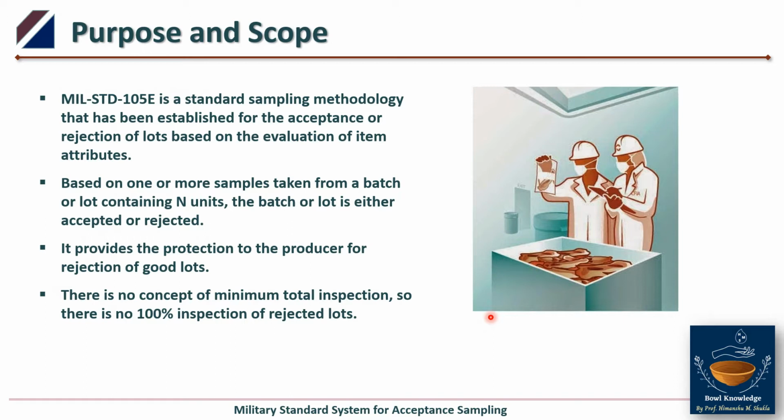So this particular military standard provides you the maximum producer protection, unlike the Dodge-Romig system, which provides you the maximum consumer protection. In military standard, there is no concept of minimum total inspection, so there is no 100% inspection of rejected lots, which was there in the Dodge-Romig system. You can go through the lecture on the Dodge-Romig system. The link is in the description.